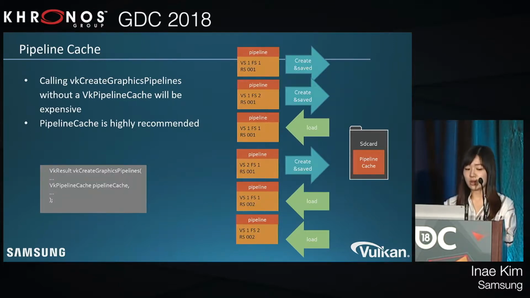I've already said pipeline cost is too expensive, and I just briefly mentioned how to use pipeline cache. Calling vkCreateGraphicsPipelines with a pipeline cache is effective for performance. After creating the pipeline cache, it can be saved to the SD card. And when using the same pipeline, this saved cache can be used instead of creating a new pipeline.